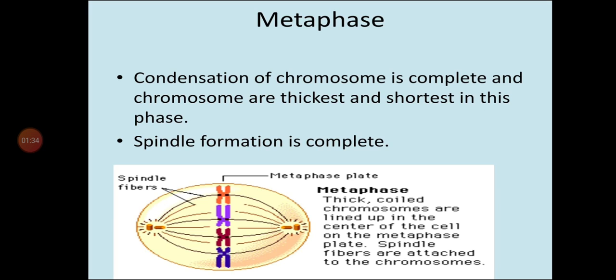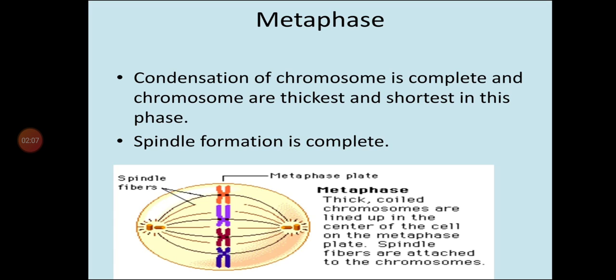What do you mean by metaphase? Metaphase means condensation of chromosomes is completed and chromosomes are thickest and shortest in this phase. In metaphase, the chromosomes are completely condensed so that they appear very short. Chromosomes are thickest and shortest in this phase.